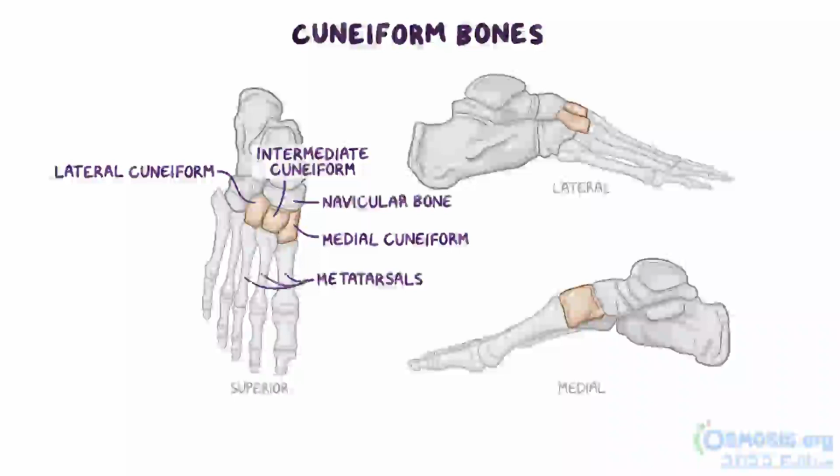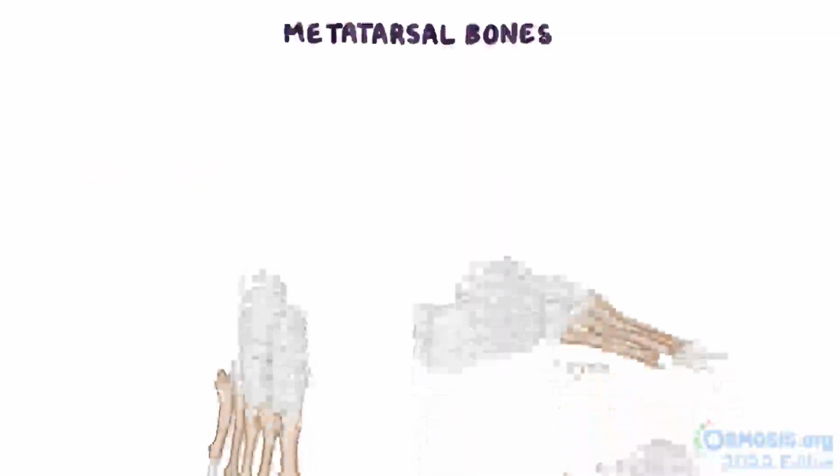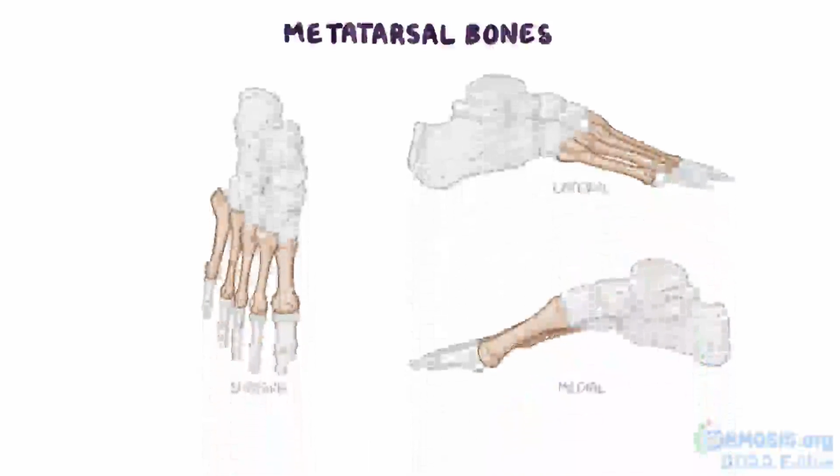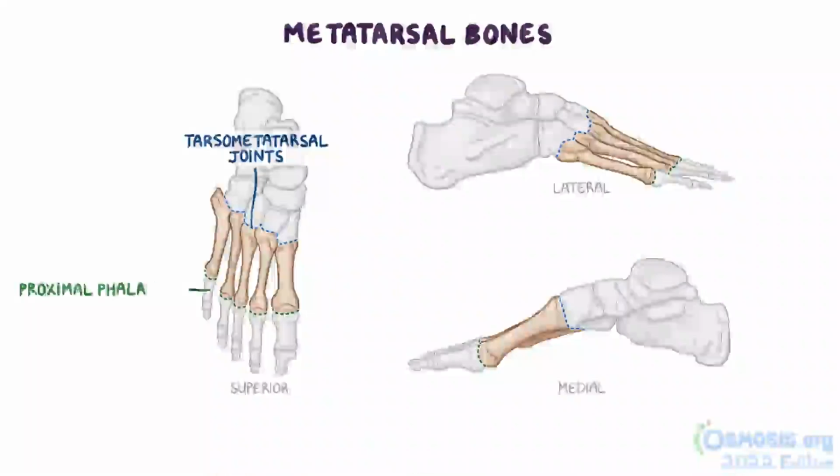So let's look at the metatarsus now, which comprises 5 metatarsal bones, all of which articulate with the tarsal bones proximally to form the tarsometatarsal joints. Distally, they articulate with the proximal phalanges, or the bones that make up the toes. They're numbered from the medial side of the foot, and each metatarsal has a large base proximally, a shaft, and a narrow head distally.